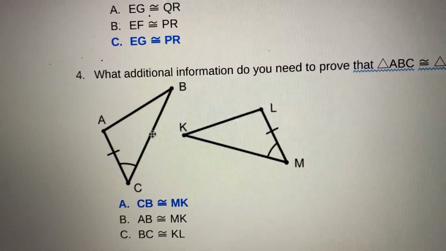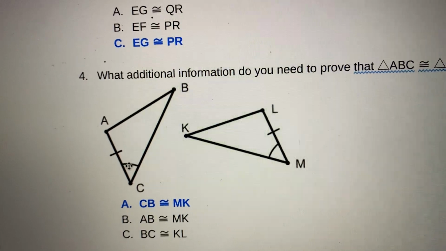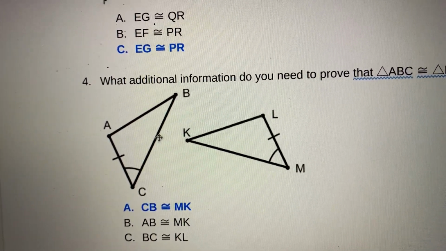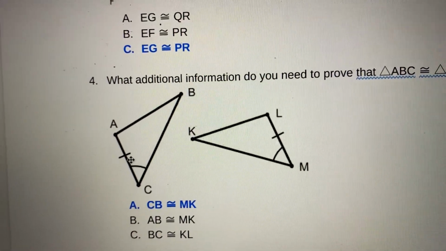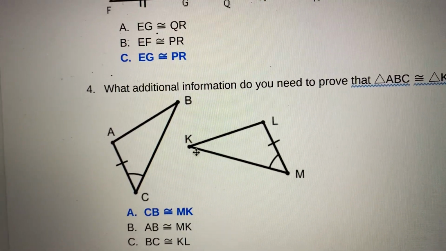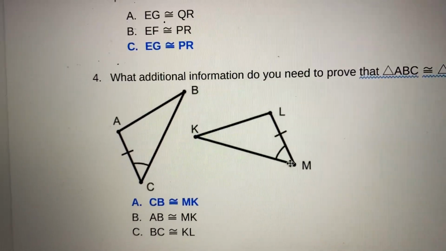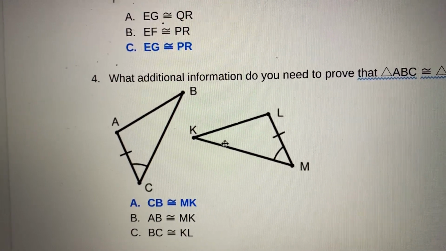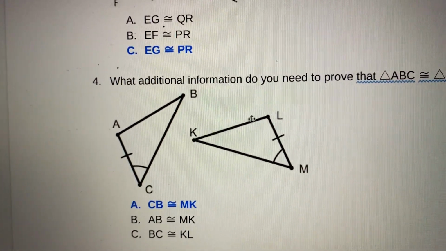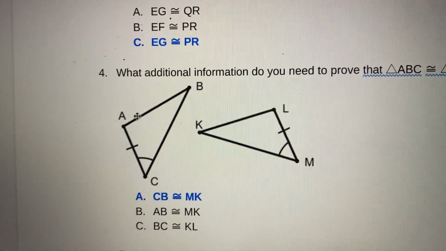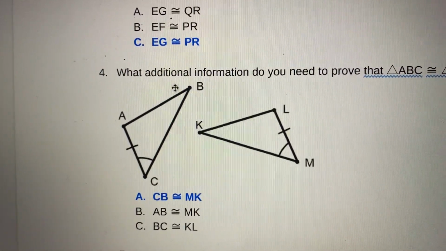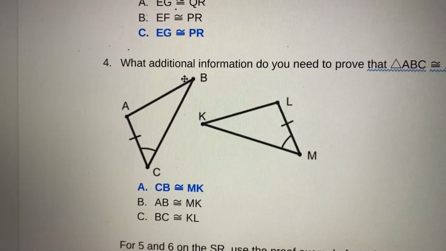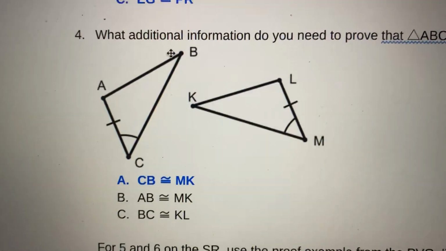So the side that we're going to be looking for is going to be next to the angle that's marked. So we're going to be looking for CB, because that's in between this angle and this side, and KM, which is in between angle M and LM. Okay, so that's the one we're going to be using. We don't need to know KL and AB, because again, that would not be side, angle, side. That would be side, side, angle, or angle, side, side, which doesn't prove anything.